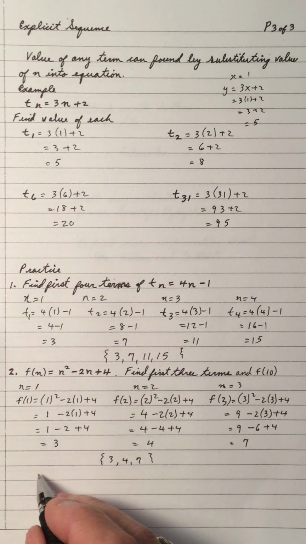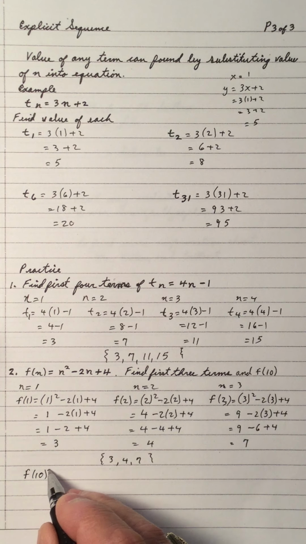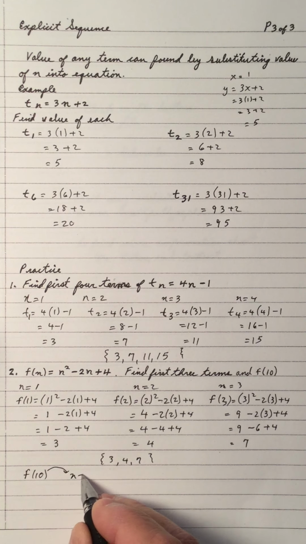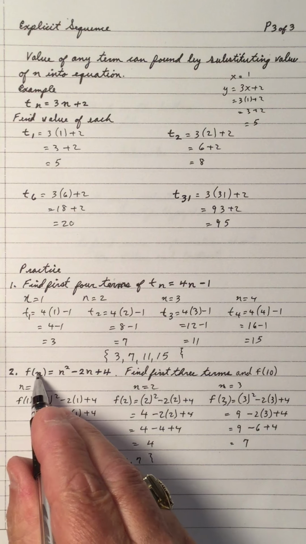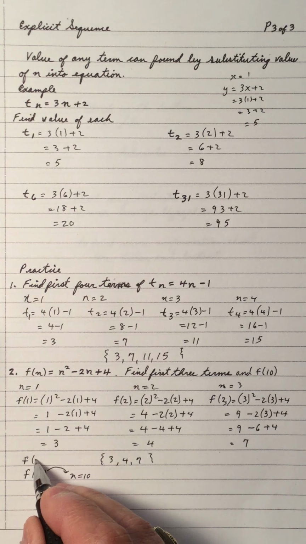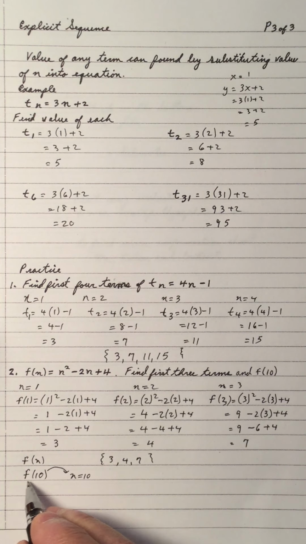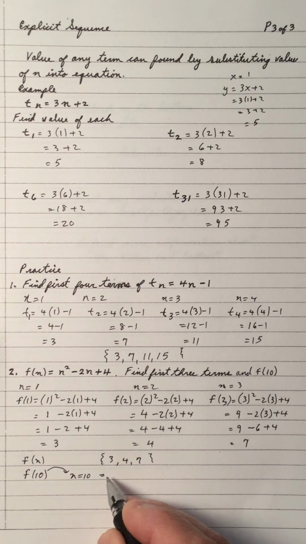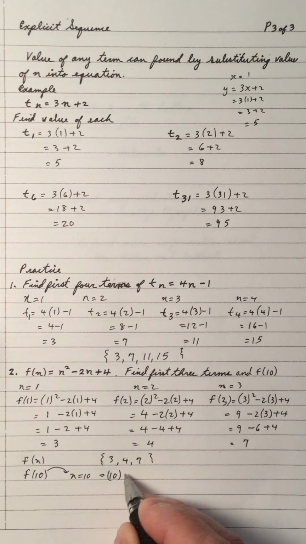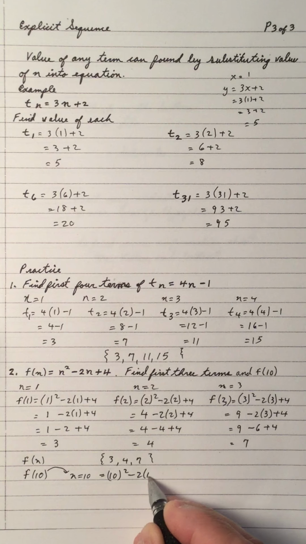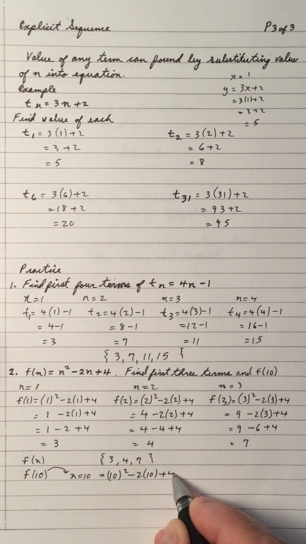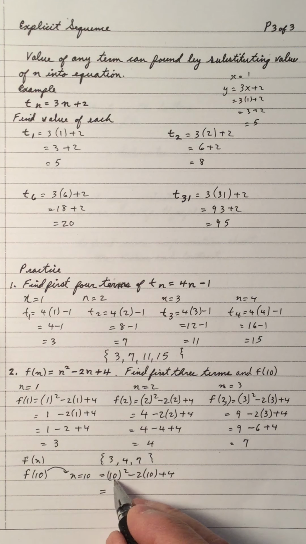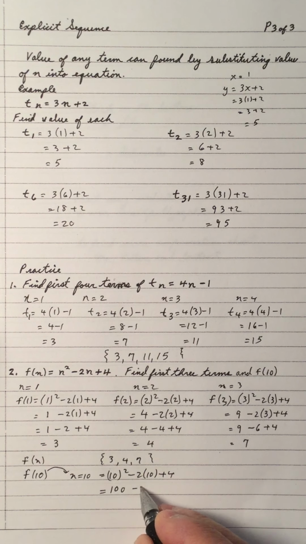So what's the f of 10? The f of 10 means that n is 10. Let's put the f of n above this. So the f of 10 is here, the f of n, so that means n is 10. So I sub in 10 in the place of n in the equation. I take my time and work it out. I square first to get 100.